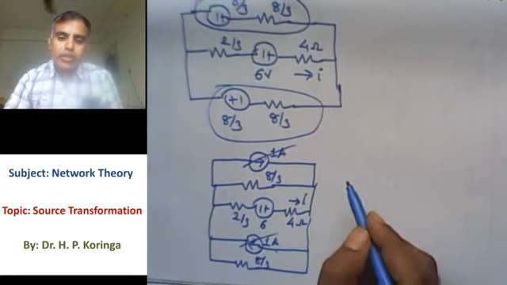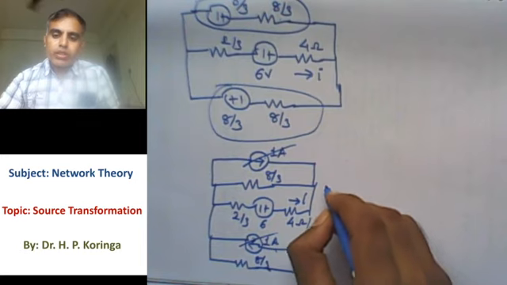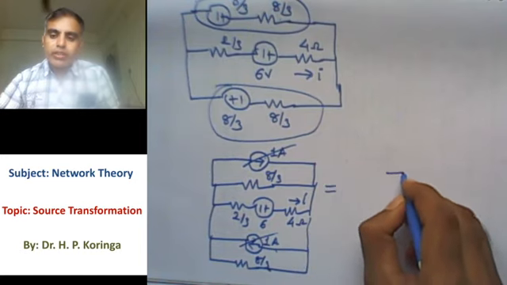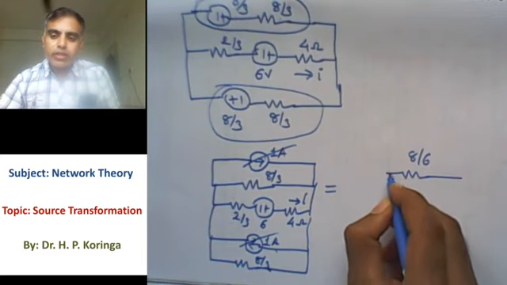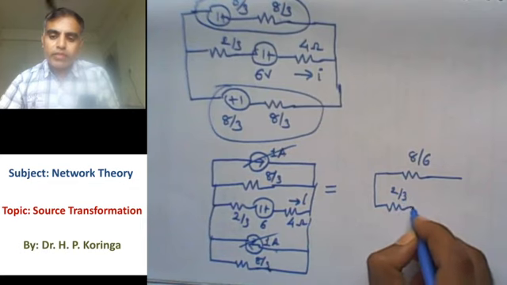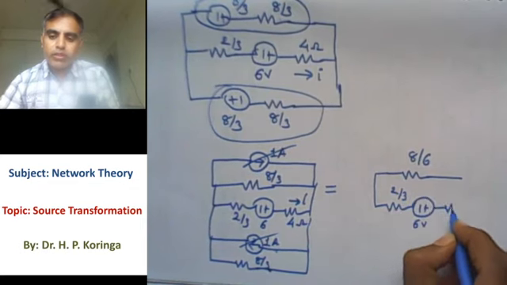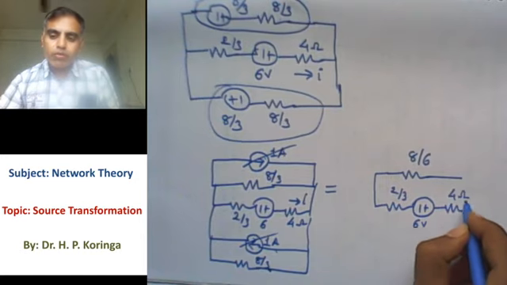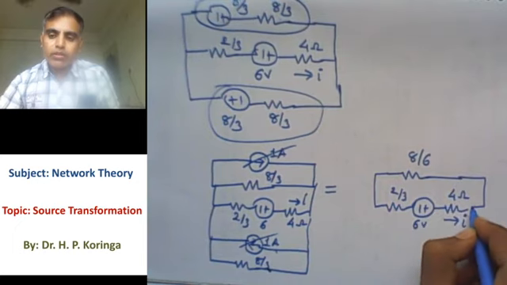Current 0 means open circuit, and 8 by 3 and 8 by 3 are in parallel, so the equivalent resistance is 8 by 6, right? So this equivalent is 8 by 6, and here the resistance is 2 by 3, 6 volt, 4 ohm, and the current I that we want to find out.